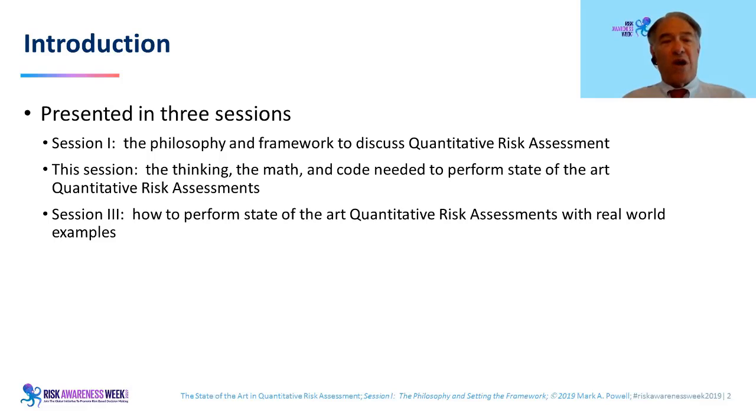In the third session, we're going to go into a set of processes to actually perform a state-of-the-art quantitative risk assessment. And then I'm going to give you some real-world examples. Those real-world examples will include things that are outside what we normally face, outside the actual quantitative risk assessment itself. But I'm going to show how you can actually solve the problem and get a good decision made using a state-of-the-art quantitative risk assessment. So that's where we are. We are in session 2. We're going to talk about the thinking, the math, and the code to perform a state-of-the-art quantitative risk assessment.